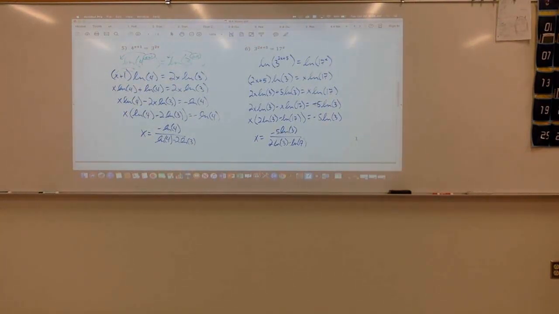I think on the homework problems it says give me the exact answer and then also give me like a 3 decimal approximation. So yeah, we will want to plug that into the calculator.